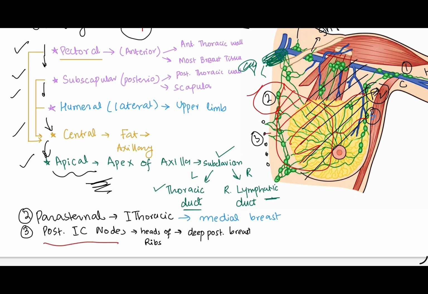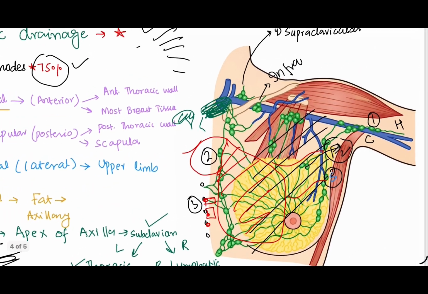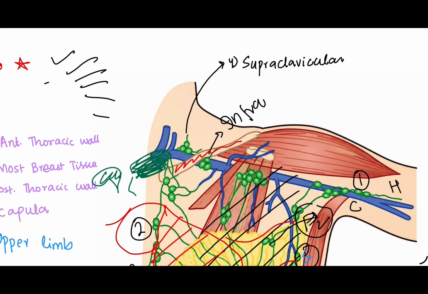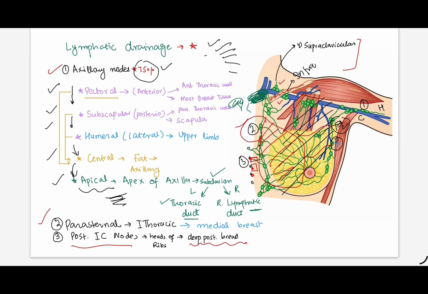Obviously there are ribs that work with the sternum, and these nodes are present on the heads of the ribs, and they are going to drain the deep posterior breast. But mainly these two, axillary nodes and parasternal nodes, and then there are some supraclavicular and infraclavicular. This is the clavicle. The nodes above it are called supraclavicular, and those below it are infraclavicular. Some of the advanced lymphatic fluid is going to drain by these two. That's how you are going to drain all the lymphatic fluid.